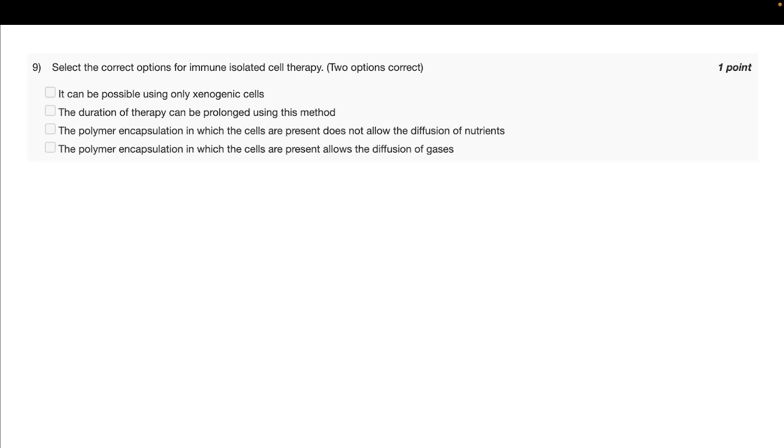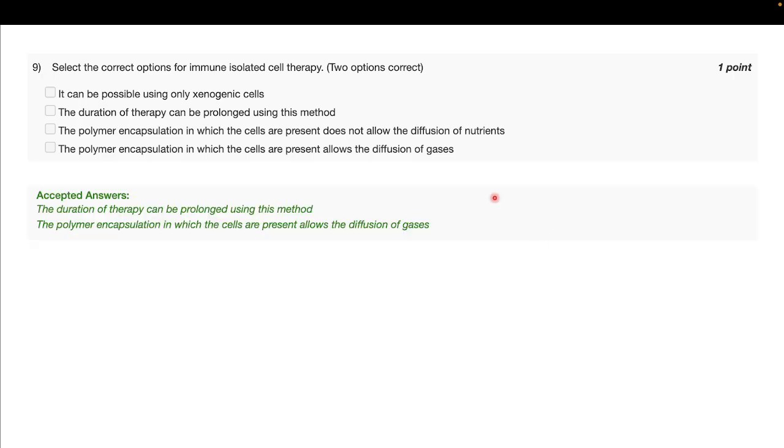Is it 1 and 2, ma'am? One is it can be possible using only xenogenic cells, and the duration of therapy can be prolonged using this method. I think one of your options is correct, option 2. The correct answer is option 2 and I would say 4.